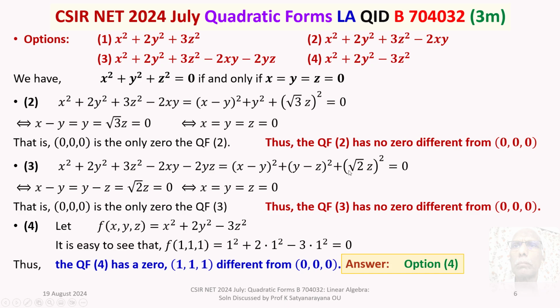Here I make a note. This is using the definition of zero and sum of squares. If the sum of squares is equal to 0, then each is 0. That fact we have used repeatedly.